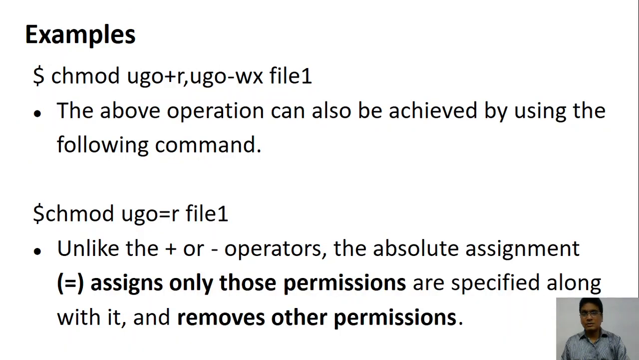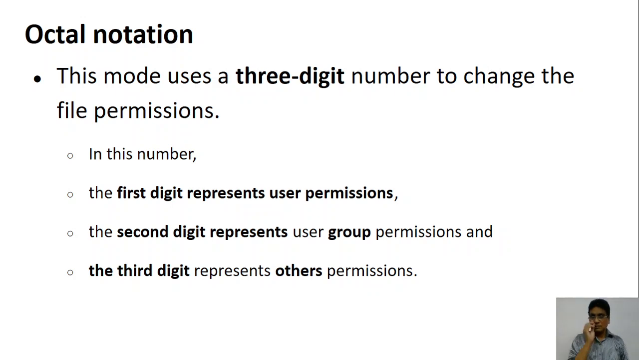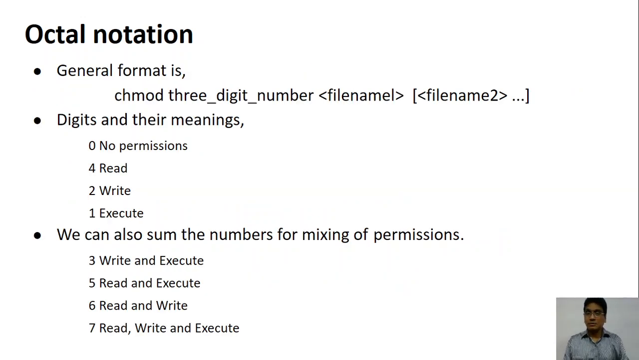This is one way of doing it, using symbols. You can also do it using octal representation. Octal means a 3-digit representation. The first digit represents the permission for the user, the second the permission for the group, and the third the permission for others. So 3 different letters are being used, and numbers are assigned to them. Octal means the maximum digit is 7. So you just look at the permission.